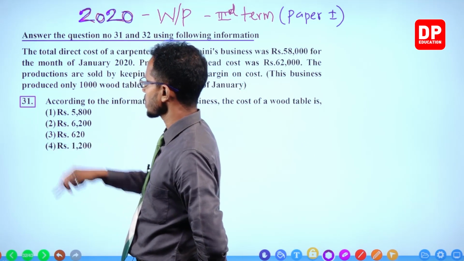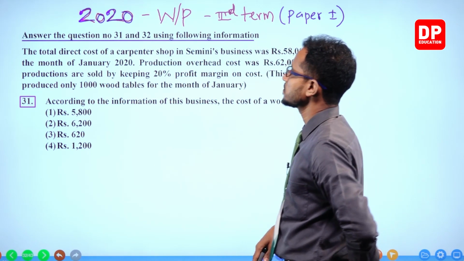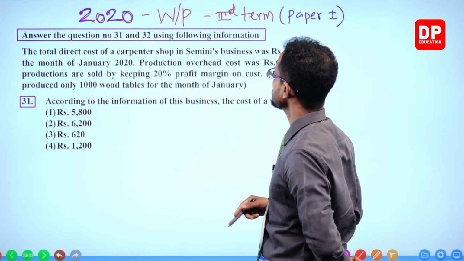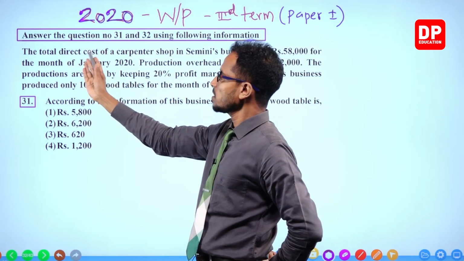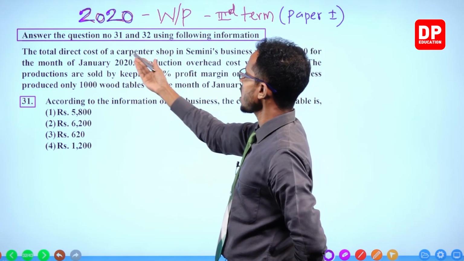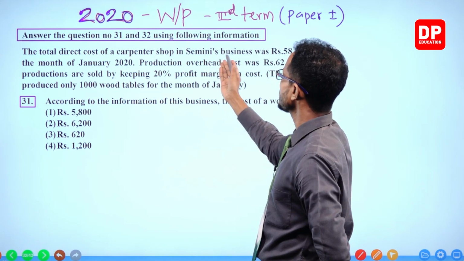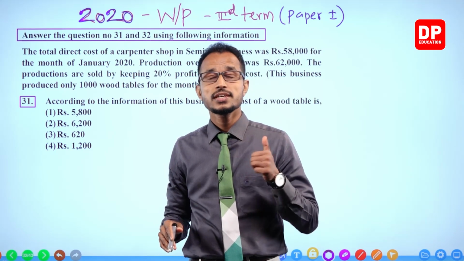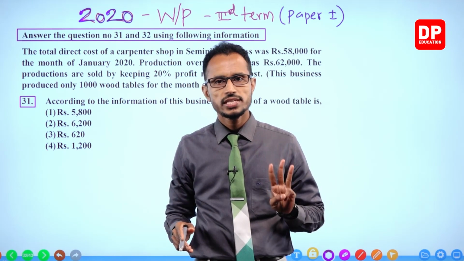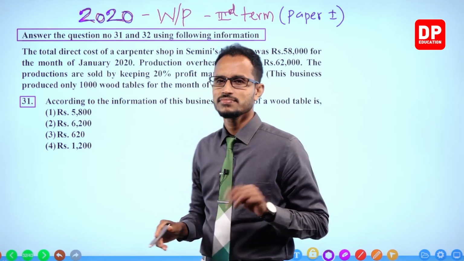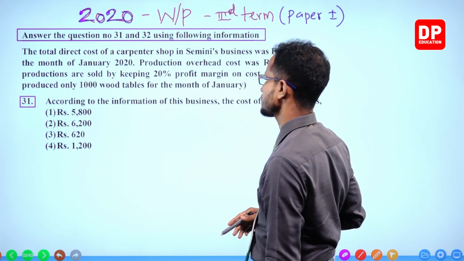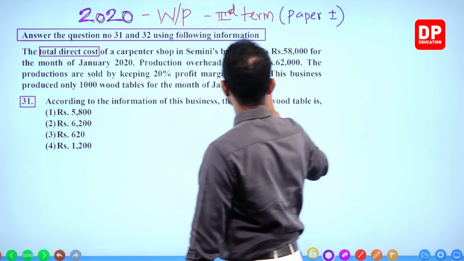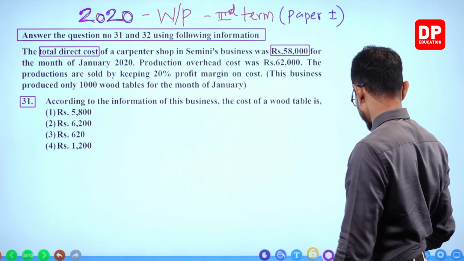Here we go. We have a case. Answer questions 31 and 32 using the following information. Total direct cost of a carpentry shop in Semini's business was 58,000. Total direct cost, which means direct material, direct labor, and direct other. Okay? 58,000. Total direct cost 58,000. There we go.